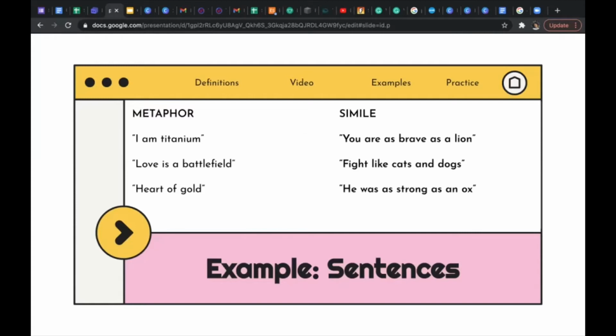Same thing with he was as strong as an ox. Obviously, a human being does not have the capabilities to be as strong as an ox, but whoever wrote this is trying to display to their audience that the person they are speaking of is very, very strong, like that of an ox.